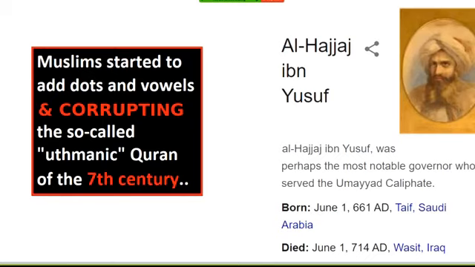So Muslims, you have to deal with the fact that you have different Qurans, and that's the topic of today. Muslims have to accept the fact that they have different Qurans.